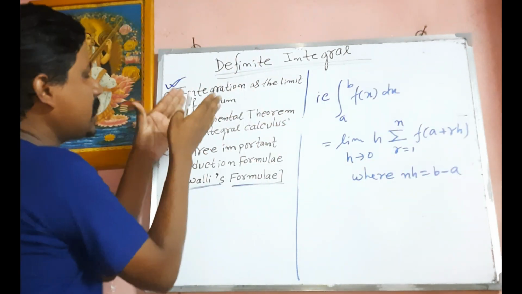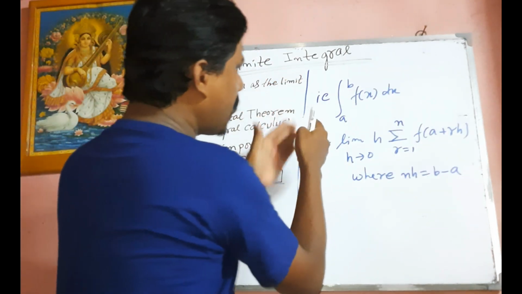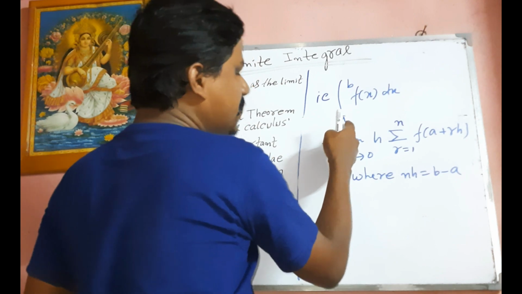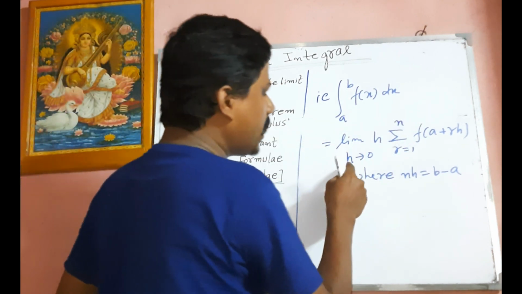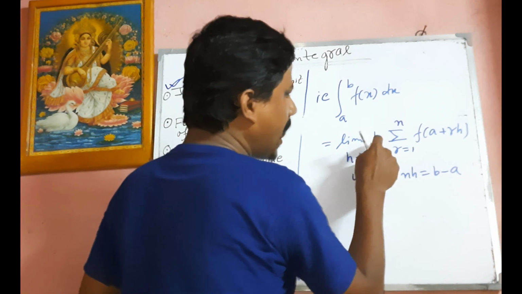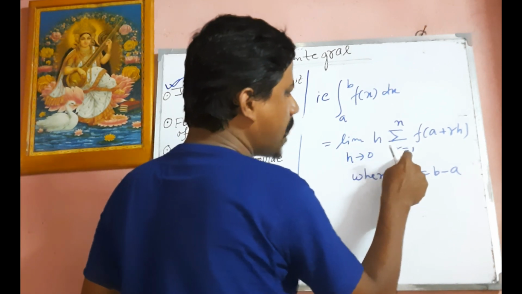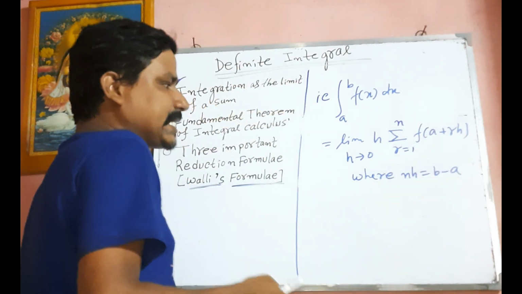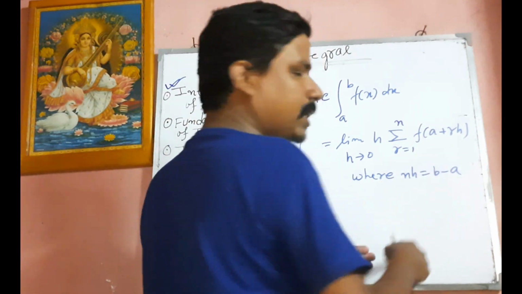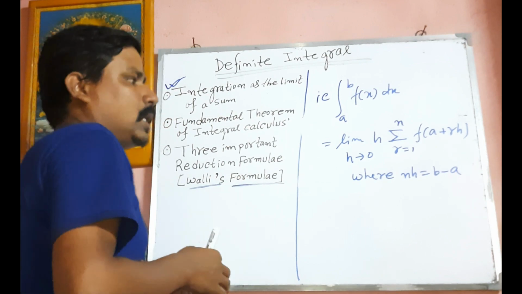So the summary of integration as a limit of the sum is: integral a to b f(x) dx is equal to limit h tends to 0, h times the summation of r equal to 1 to n of f of a plus rh, where nh is equal to b minus a.